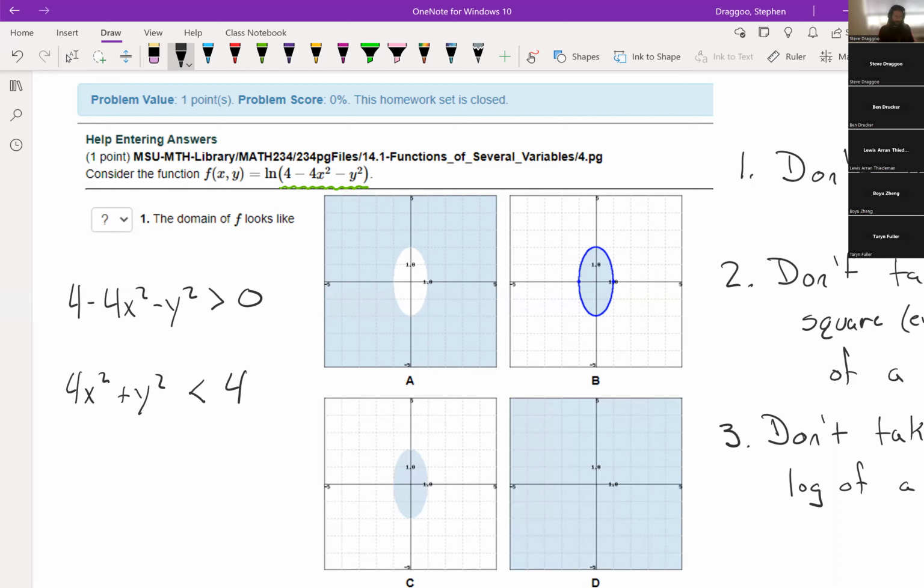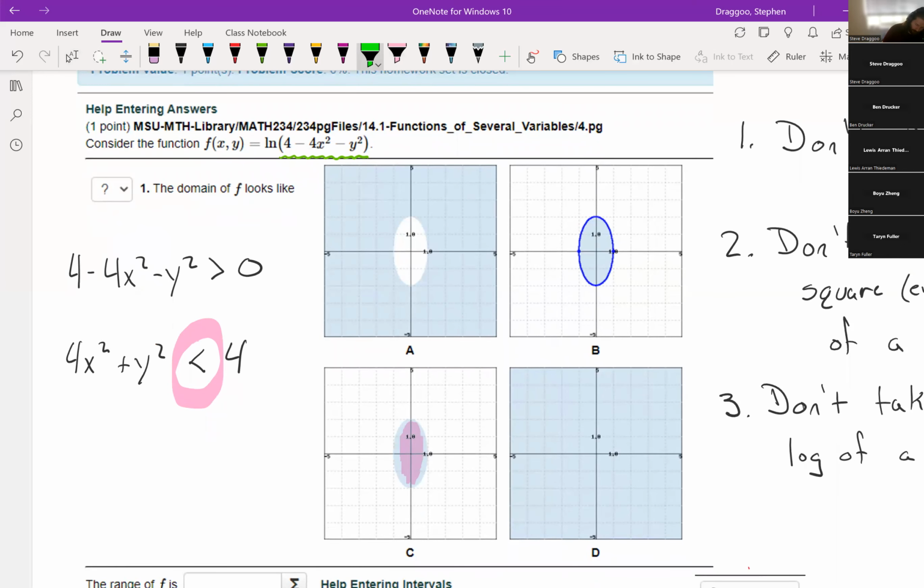which means I'm looking at the interior of an ellipse. So that 4 on the 4x squared means it's an ellipse instead of a circle, but a very similar looking shape. So again, because it's less than 4, I want just the interior of the ellipse, which is graph C. So that's going to be my option here. That'd be my domain graph.